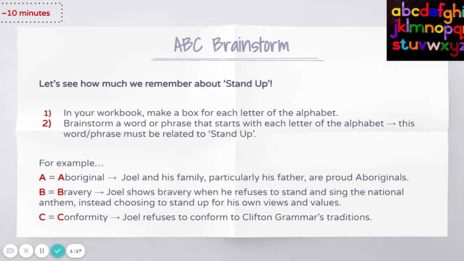And secondly, I want you to brainstorm a word or a phrase that starts with each letter of the alphabet. This word or phrase must be related to Stand Up. So for example, the letter A, a word that's related to Stand Up might be Aboriginal. We know that Joel and his family, particularly his father, are proud Aboriginals. B might be for bravery, because Joel shows bravery when he stands up for his own views and values and also refuses to stand and sing the national anthem. And C might be for conformity, because Joel refuses to conform or follow the restrictive traditions of Clifton Grammar.